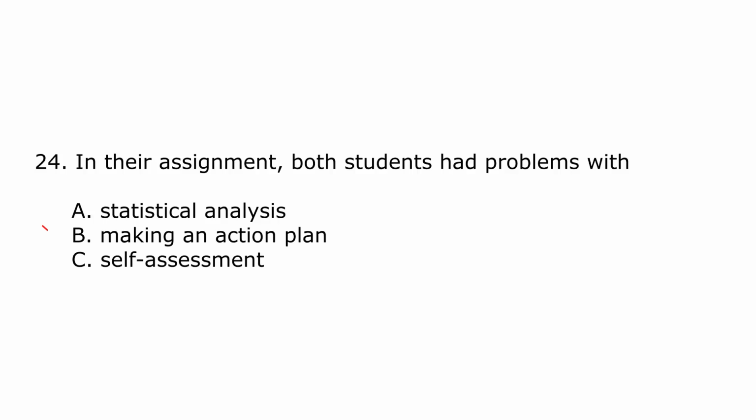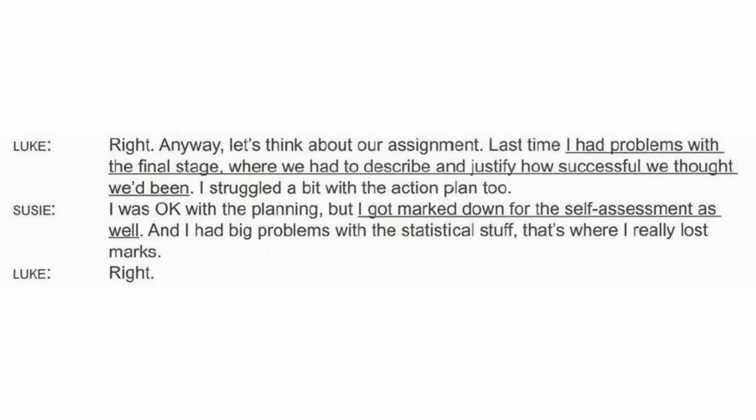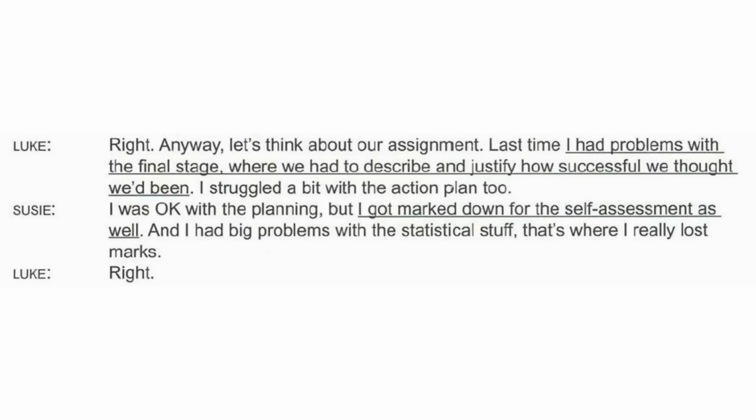Again, they use the words action plan to confuse you so that you mistakenly choose B. But you listen to Susie, she says, I was okay with the planning, so she didn't have problems with the planning, and that's why the answer with making a plan is not right. But what is right is self-assessment, because she says, but I got marked down for the self-assessment as well. She says "as well" to show that she also had difficulties with self-assessment, which just confirms that she had the same problems he had. So the answer is C.